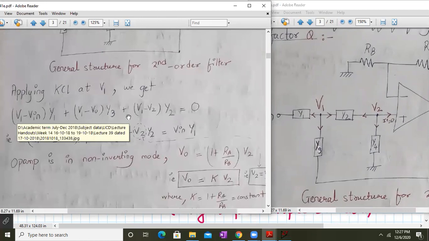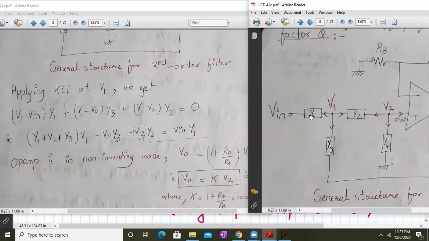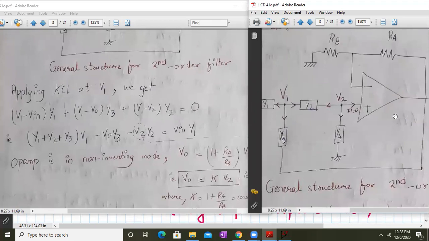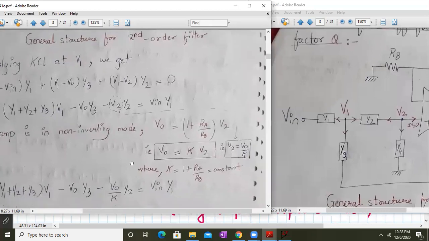So we apply KCL at the V1 node. What you will get: (V1 minus Vin) into Y1 plus, these are all outgoing currents, (V1 minus V2) into Y2 plus (V1 minus V0) into Y3. So the third current is (V1 minus V0) into Y3. Here we are collecting the terms for V1 together. So (Y1 plus Y2 plus Y3) into V1 minus V0 into Y3 minus V2 into Y2 is equal to Vin into Y1.